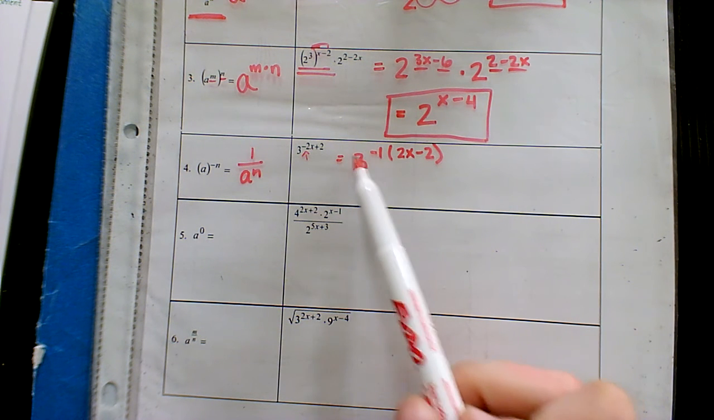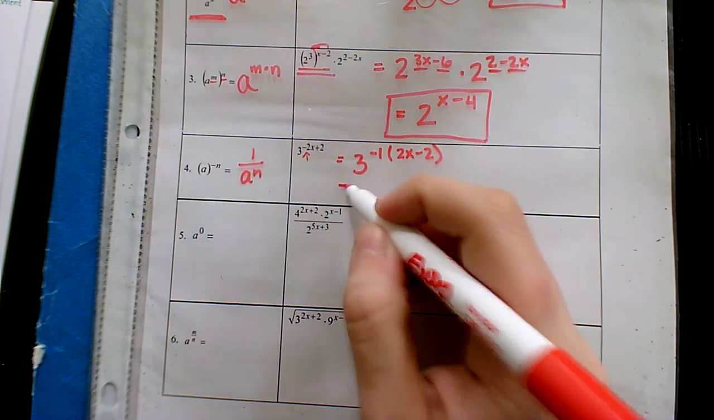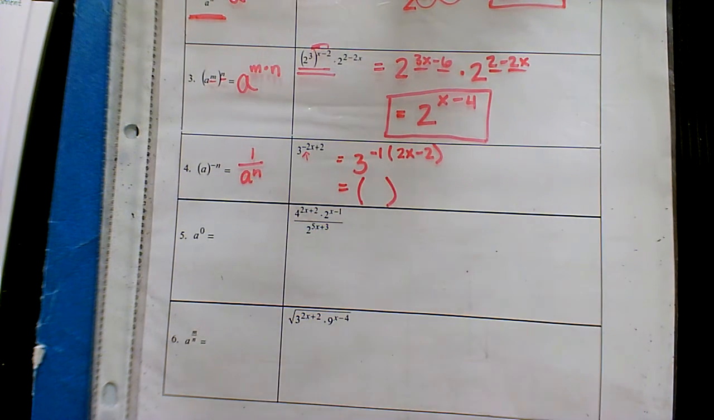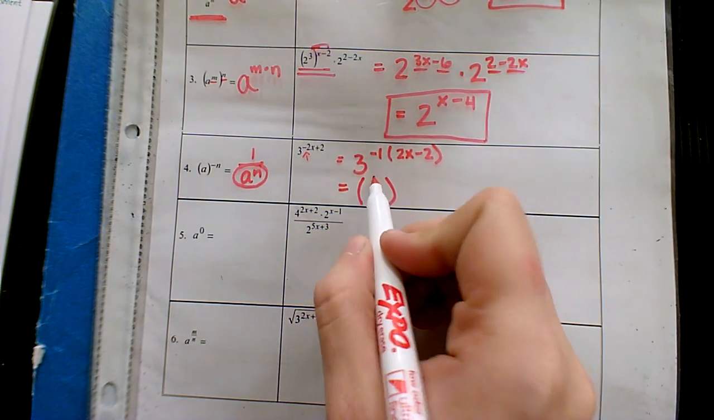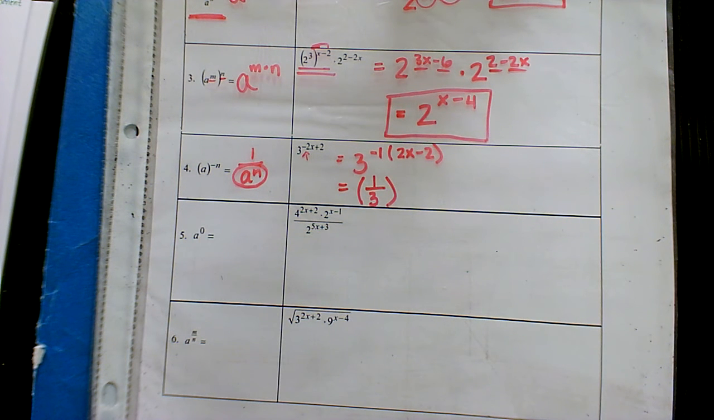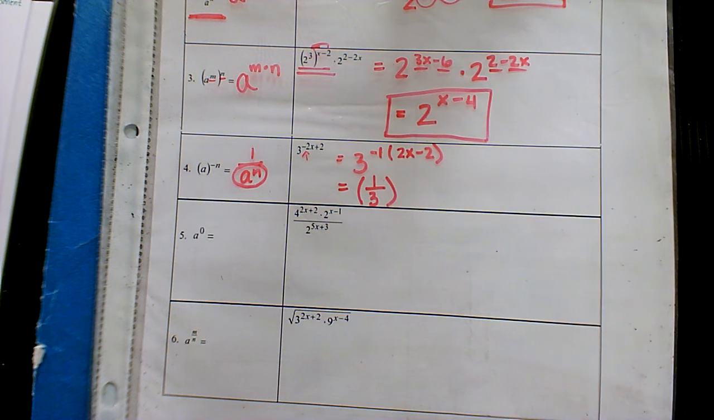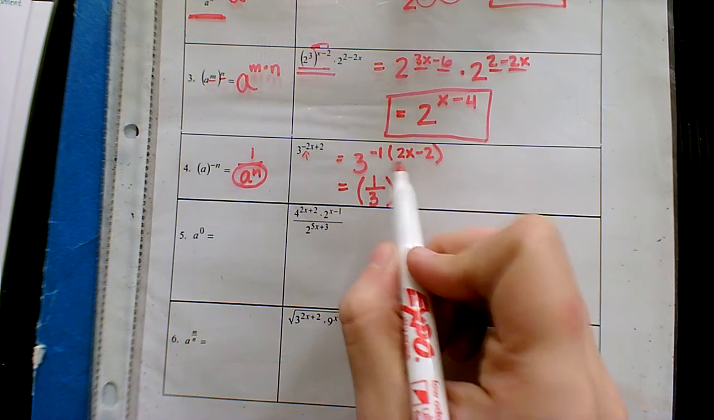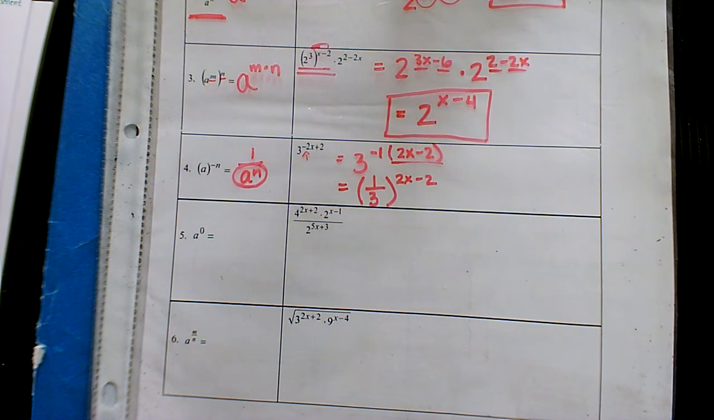So notice how we have 3 to a -1 power. That means we can move this 3 to the negative first to the bottom of a fraction. So this would really be 1 over 3 to the first, but 3 to the first is just 3 if you want to leave it the same. So this piece can be changed, flipped because of the negative power, and this 2x minus 2 we haven't really touched, so it'll stay as an exponent.